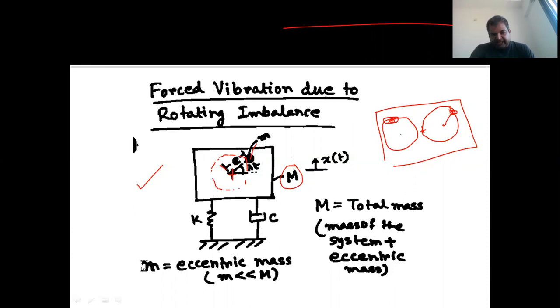So if I take capital M as the total mass, so mass of the system plus eccentric mass together, this M includes this small m, and it has the displacement x of t. Again, I am repeating, this capital M is a combination of the big block's own weight plus small m together.